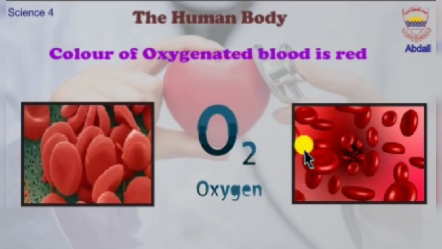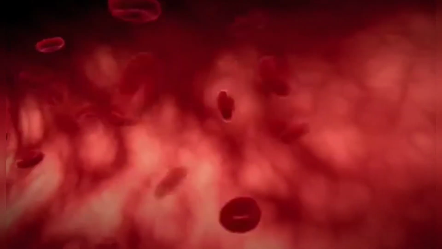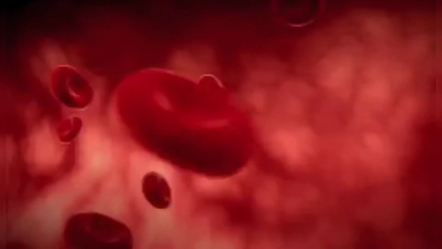Can you tell me the color of oxygenated blood? The color of oxygenated blood is red. As you can see in this slide, the color of blood cells is red.